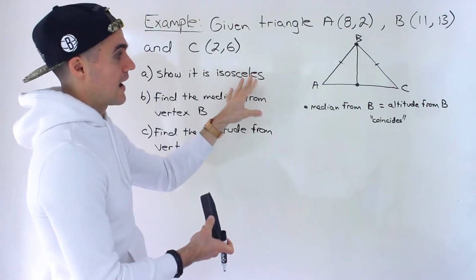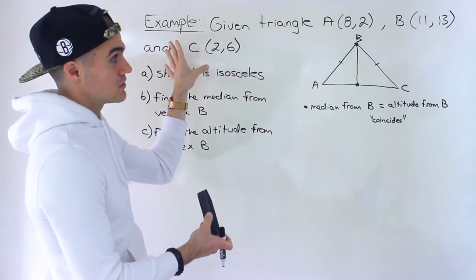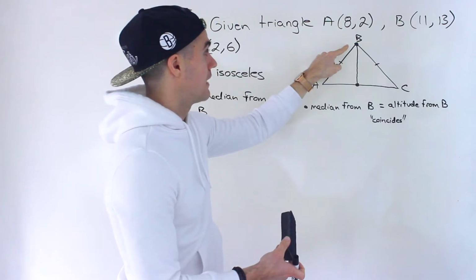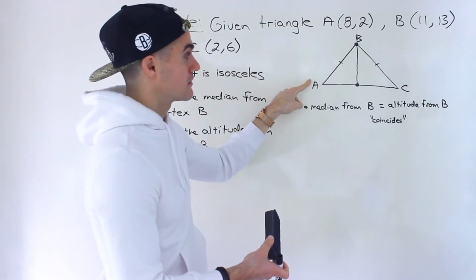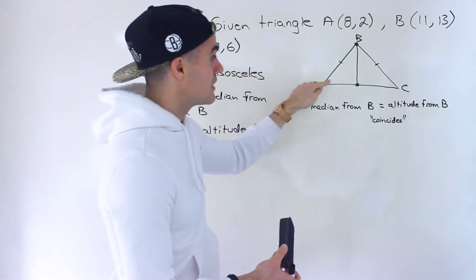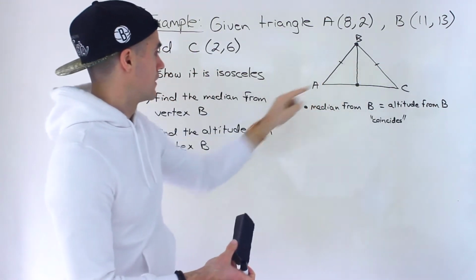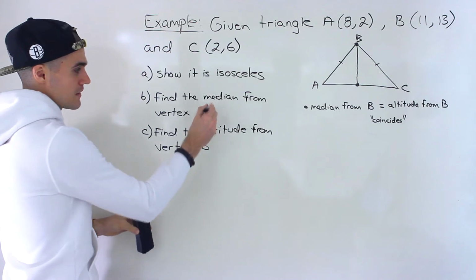that's not always going to happen. Again, as I mentioned, you may get a triangle with coordinates and you may find that AC and AB have the same lengths. And then you'd have to show that the median from A and the altitude from A are the same.